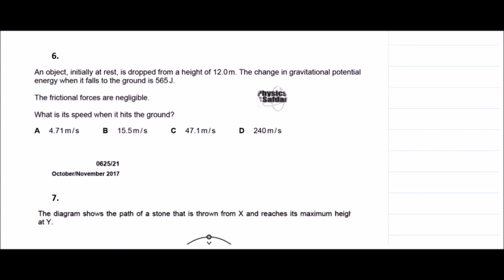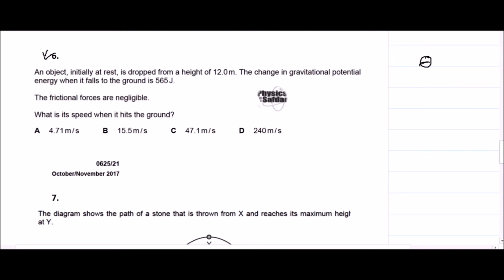Question number 6. This question is taken from the same series, October-November 2018. The question is: an object initially at rest is dropped from a height of 12.0 meter. The change in gravitational potential energy when it falls to the ground is 565 joules. The frictional forces are negligible. What is its speed when it hits the ground?